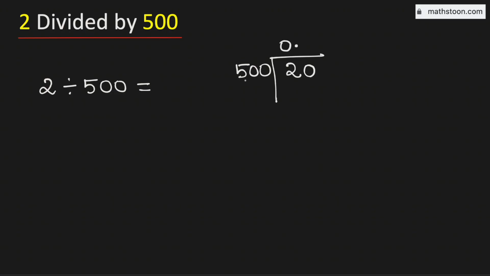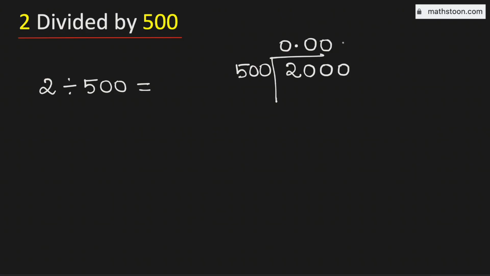And again 20 is less than 500. That is why we will again borrow one zero. And for that, we need to put a zero here. Again 200 is less than 500. That is why we will again borrow one zero and we will again put one zero here.